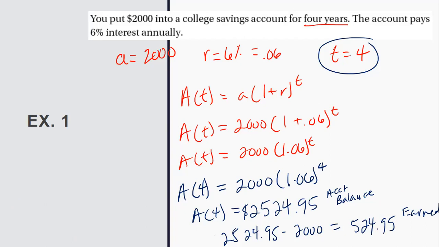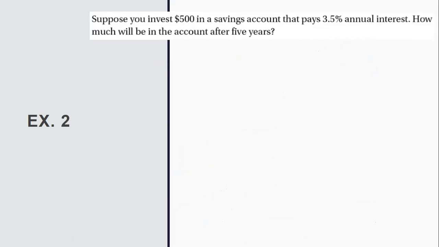Hopefully so. All right, so I'm going to give you one to do. So example 2, I'd like for you to try. Suppose you invest $500 in a savings account that pays 3.5% annual interest. How much will be in the account after 5 years? So I'm going to pause and let you try. Let's check and see how you did.